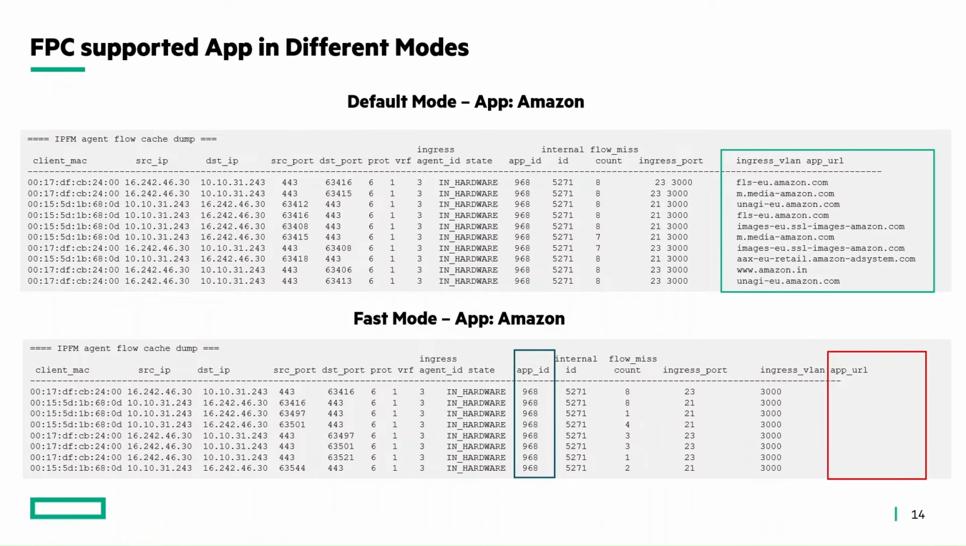Let's see the difference between the default mode and the fast mode using the flow table dump. We have used the same application for this testing. The application used here is Amazon. When you see the dump of the flow table for the default mode, we can get the URL details of the application being used. But in case of fast mode, we will be able to only get the application ID. The application URL will not be present.